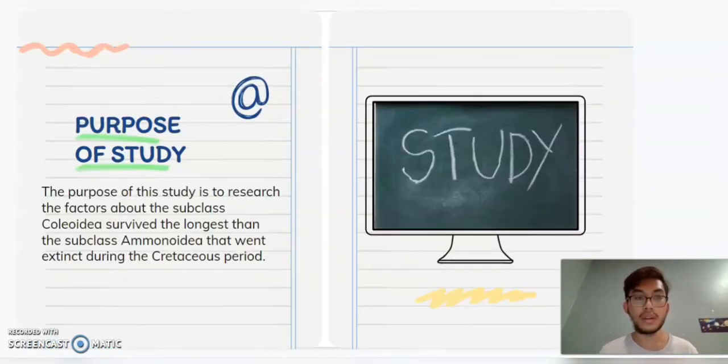First we'll talk about the discussion. The discussion is what is the purpose of our study? The purpose of our study is to research the factors about the subclass Coleoidea that survived longer than the subclass Ammonoidea that were extinct during the Cretaceous period.